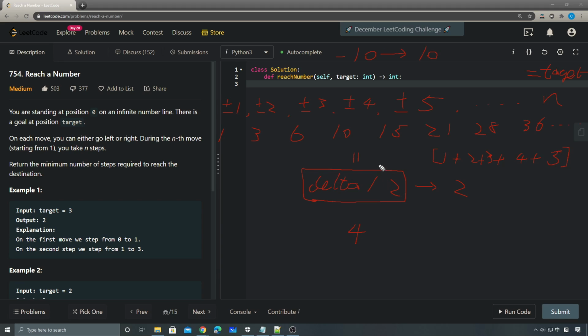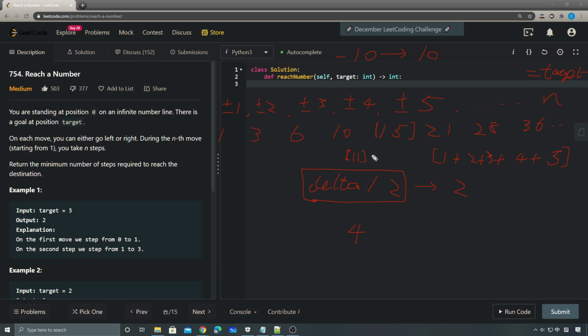So I think that's the first observation, and I think it's the most important observation here. As long as the current total minus the target is an even number, then we can assume that we can always switch the signs of some of the previously signed numbers to make the current total become the target, right?